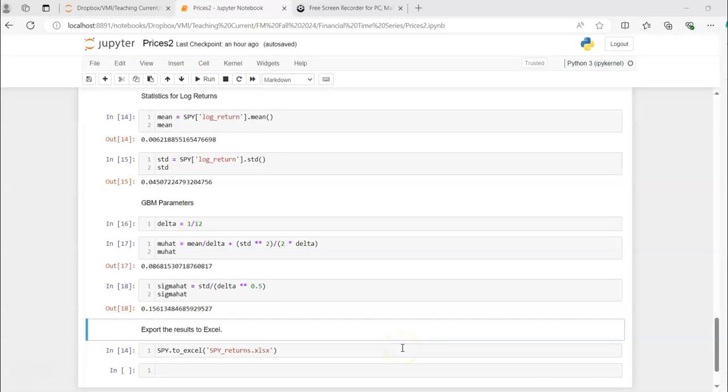We're going to look at how to simulate stock prices using geometric Brownian motion. Now I've got two files open. One of them is the prices2 file where we calculated these geometric Brownian motion parameters, mu hat and sigma hat, from monthly data on the SPY stock index fund.